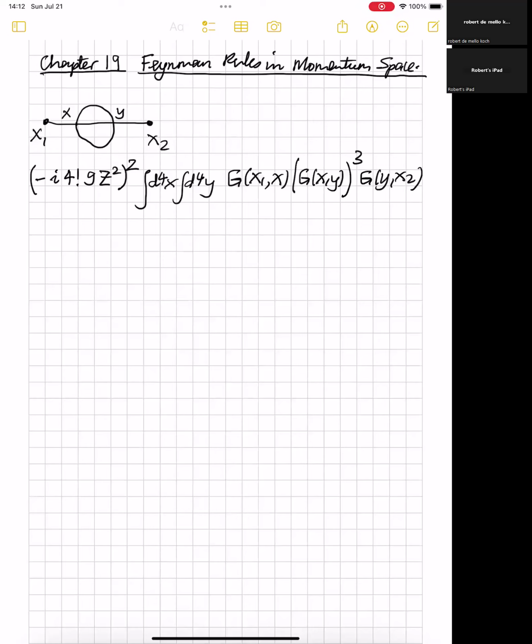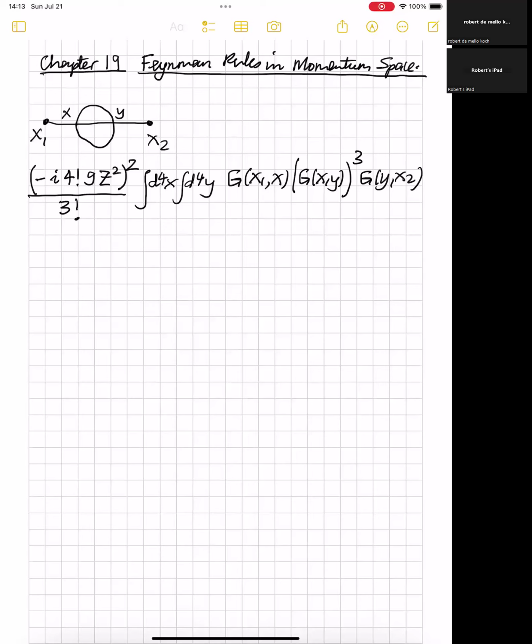The only thing left now is to calculate the combinatoric factor. Well, there's no closed line, so we don't need to worry about that. There are no equivalent diagrams. We have a single diagram, and there's no equivalent vertices. The vertex at x is distinguished from the vertex at y because the x vertex connects to the external point x1, while the y vertex connects to the external point x2. So those two vertices certainly are not equivalent. But the three lines that travel from x to y, this is three lines that share the same endpoints. So we would have a factor of 1 over 3 factorial.